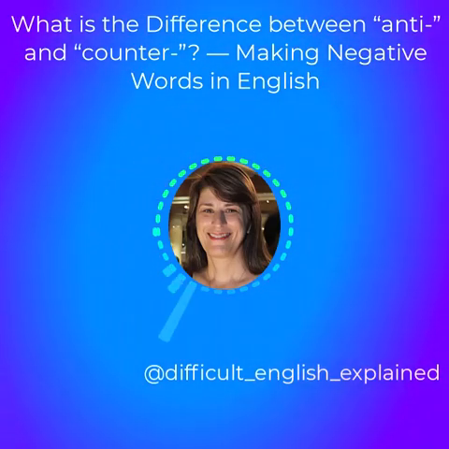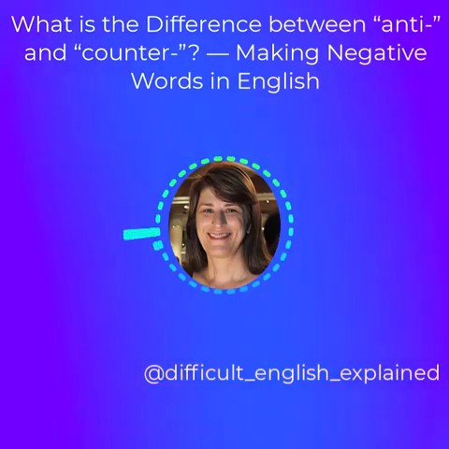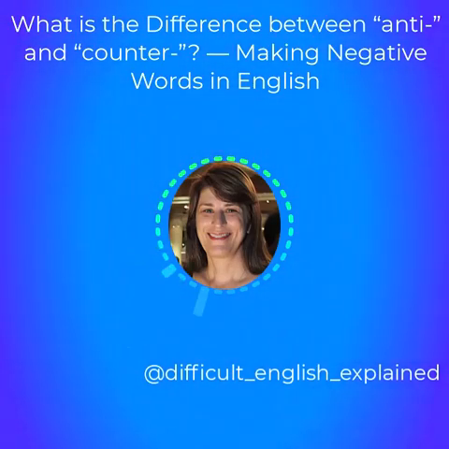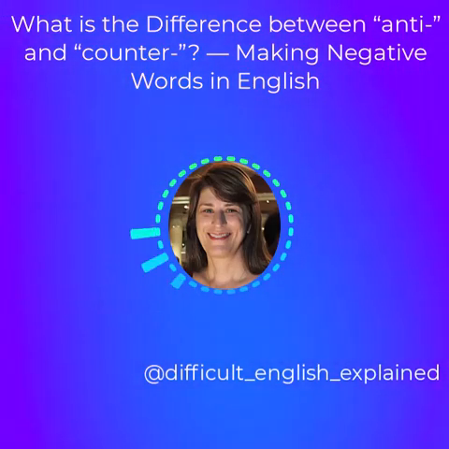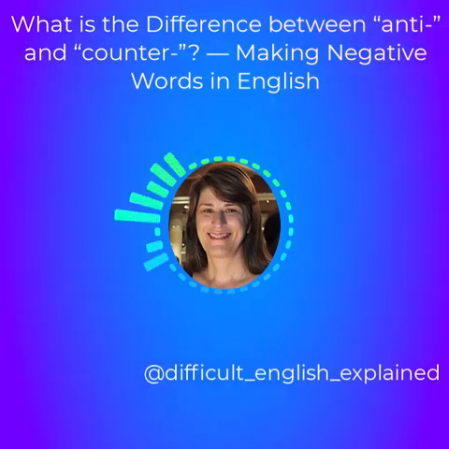Comparisons. Now let's compare the two prefixes. Where can the meanings of anti and counter overlap? One example is with the words counterclockwise and anticlockwise. The first is more common in North America, and the second is more common in British English. The meaning of the two words is the same. They mean movement in the opposite direction of a clock's hands. In this case, both prefixes mean the opposite of something.